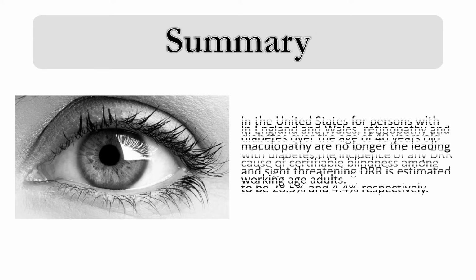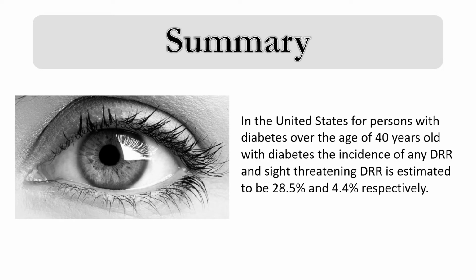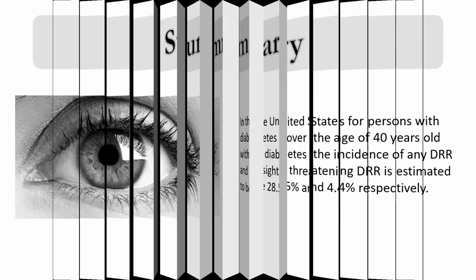In England and Wales, where screening is conducted, retinopathy and maculopathy are no longer the leading cause of certifiable blindness among working-age adults. In the United States, for persons with diabetes over the age of 40, the incidence of retinopathy and sight-threatening retinopathy is estimated to be 28.5% and 4.4% respectively.